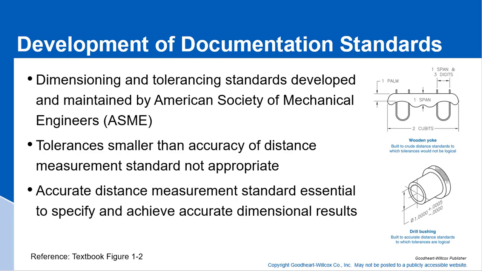If the tolerance is smaller than the accuracy of the distance measurements, standards are really not appropriate. If you're incapable of measuring something to the tolerances that you're specifying, then it's really not any good. And accurate distance measurement standards are essential to specify and achieve accurate dimensional results.